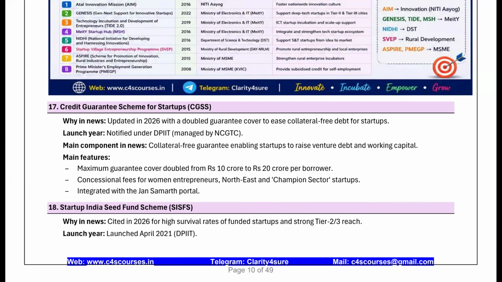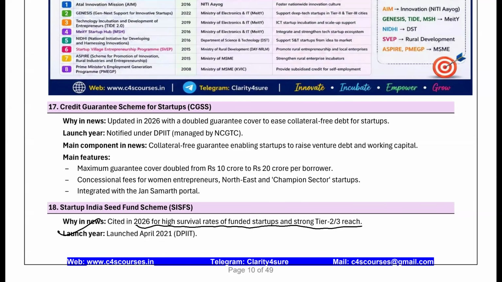Now, the 18th scheme is the Startup India Seed Fund Scheme, SISF. The launch year is April 2021. Again DPIIT. Now why is it in the news? Because it is cited in 2026 for high survival rates for funded startups and strong tier 2 and tier 3 reach.